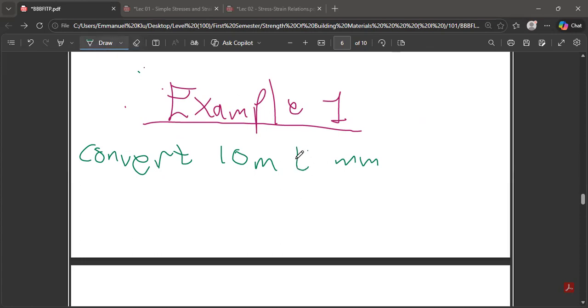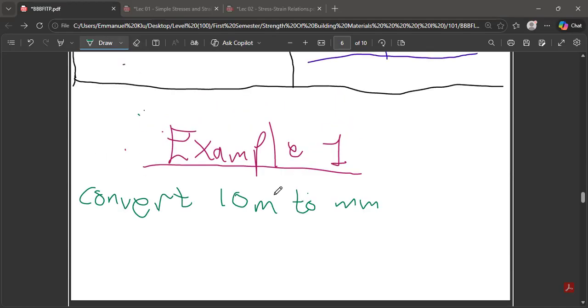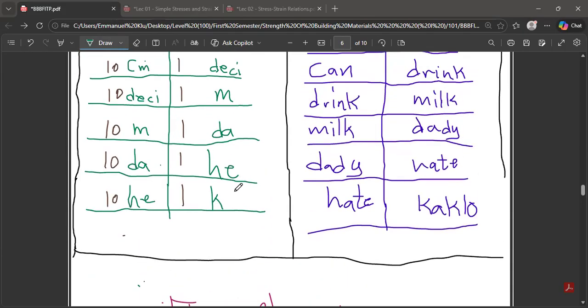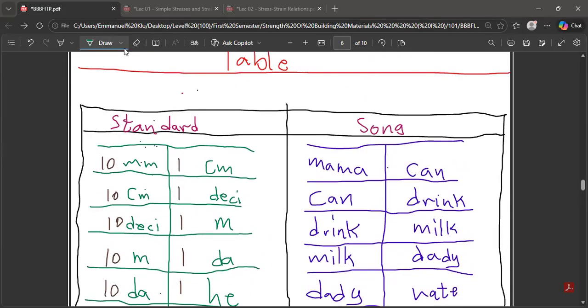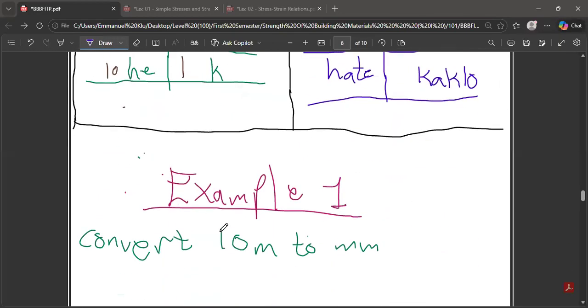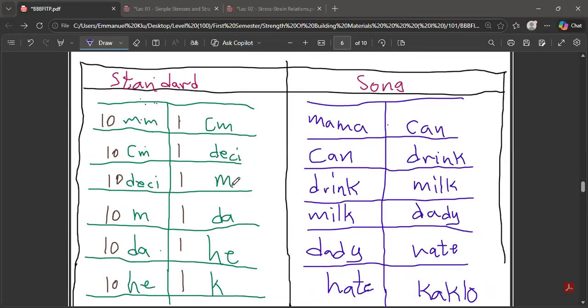Who has the idea to this? Who has the ideas to this? Okay, calm down, calm down. So you see that over here, they are saying that we should now convert 10 meters to millimeters. Look at where meters is, and you want us to convert meters to millimeters. It's quite strange, but it's not anything difficult. Can you see millimeters over here? Always when you want to derive, this table I'm giving you over here, the standard is just to help you derive the formula you're going to use.